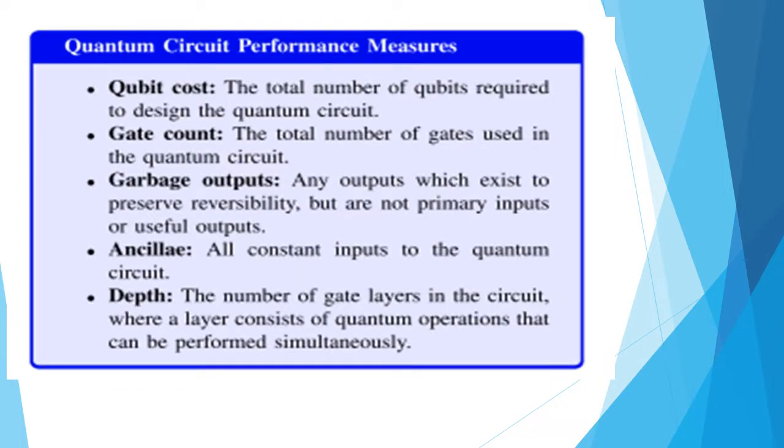Next, the quantum circuit performance measures. Qubit cost, the total number of qubits required to design the quantum circuit. Gate count, the total number of gates used in the quantum circuit. Garbage outputs, any outputs which exist to preserve reversibility but are not primary inputs or useful outputs. Ancillary, all constant inputs to the quantum circuit. Depth, the number of gate layers in the circuit, where a layer consists of quantum operations that can be performed simultaneously.